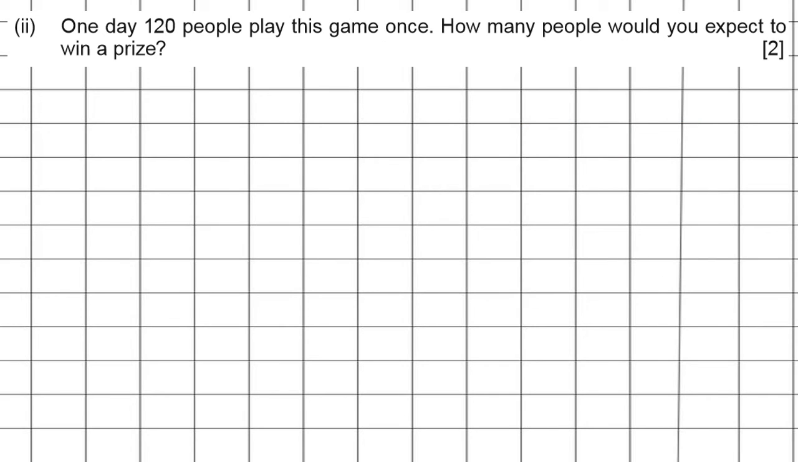One day, 120 people play this game once. How many people would you expect to win a prize? So the probability is 2 over 12. And 120 people play it. So you times by 120. That gives us 20 people.